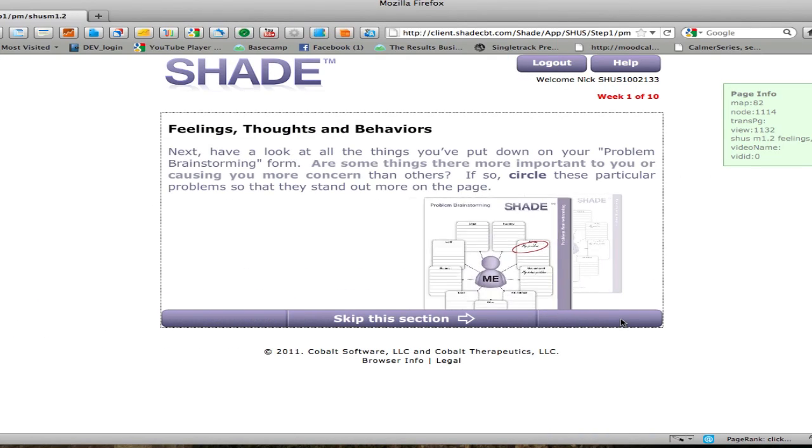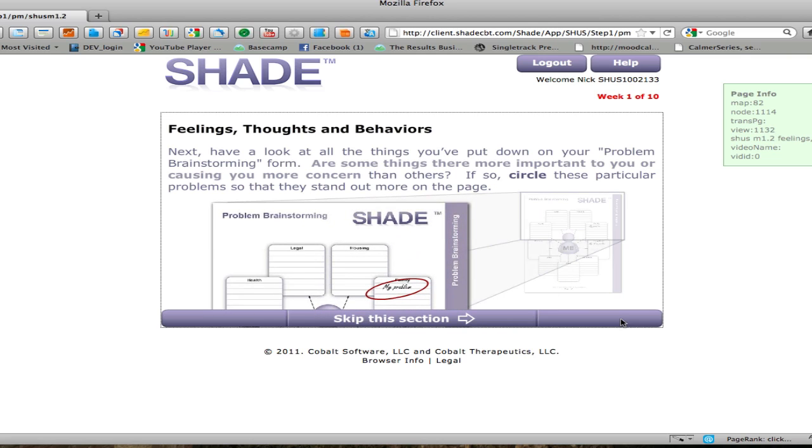Next, have a look at all the things you've put down on your problem brainstorming form. Are some things there more important to you or causing you more concern than others? If so, mark these particular problems so that they stand out on the page.